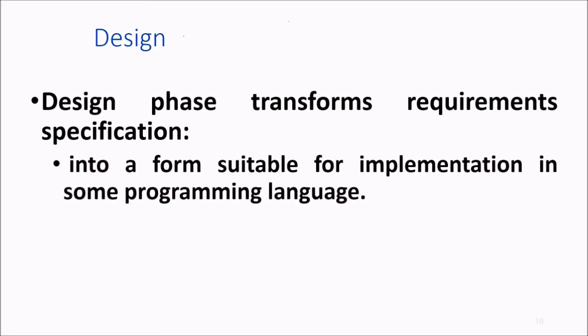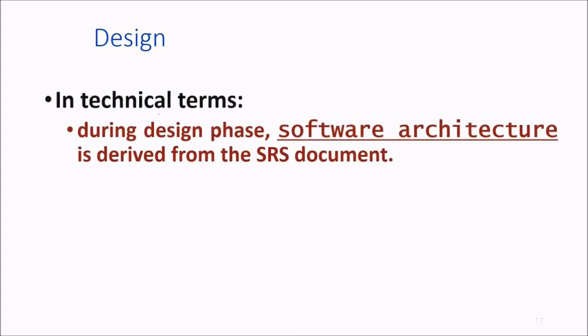Then comes an important part which is design. Often it has to be well thought, well planned, well managed. The design phase transforms the requirement specification by the analysts into a form which is suitable to implement in a certain programming language, if we talk in general terms. But in design, we talk in technical terms. So during the design phase, software architecture is derived from the software requirement specification document.